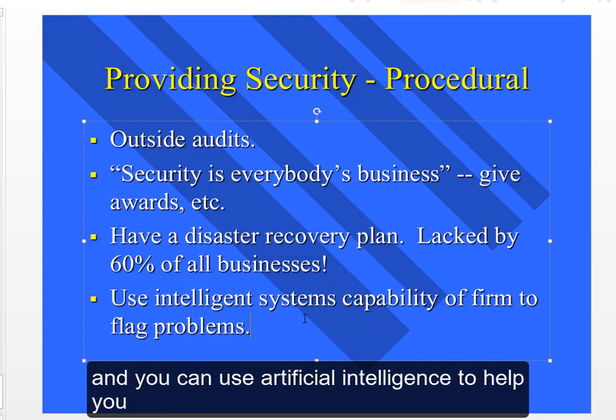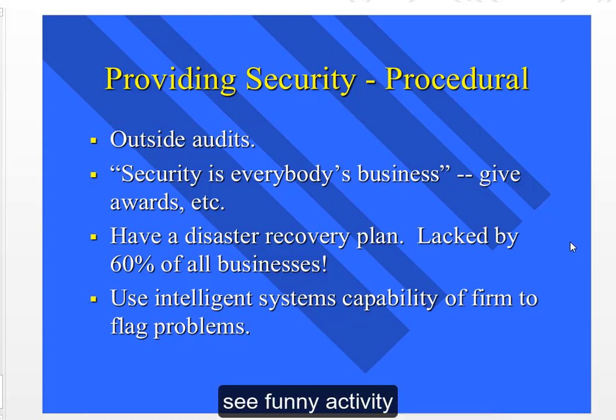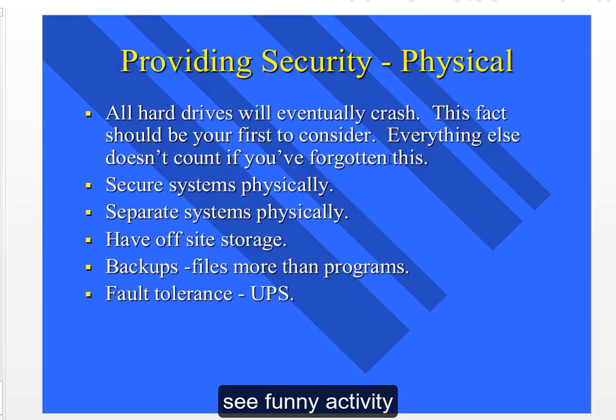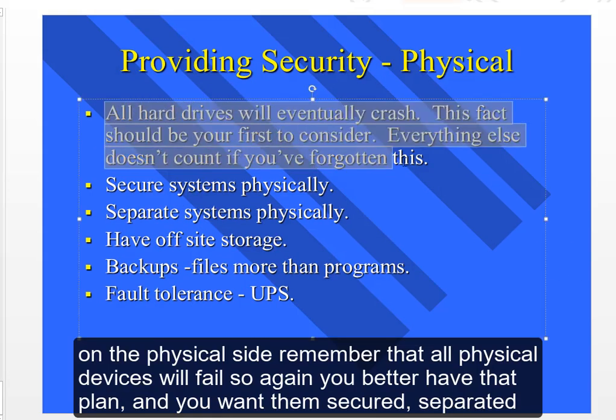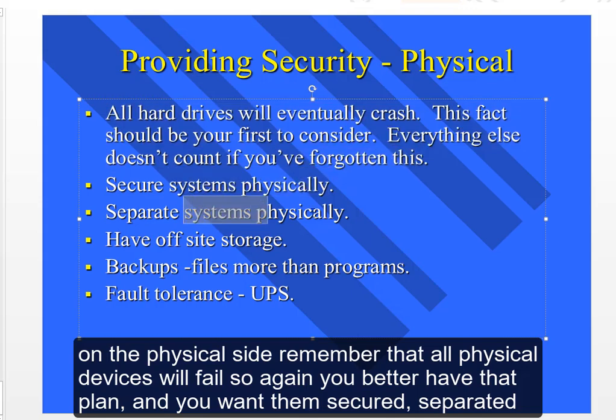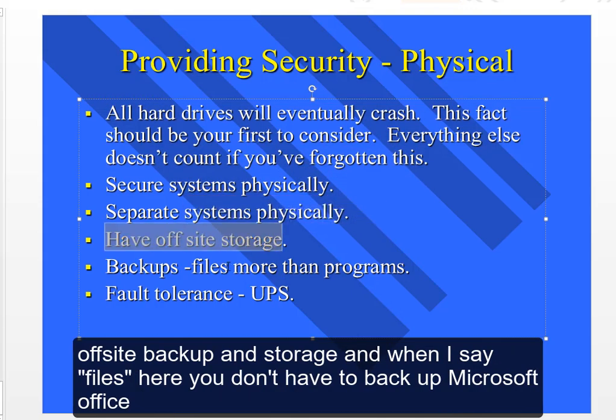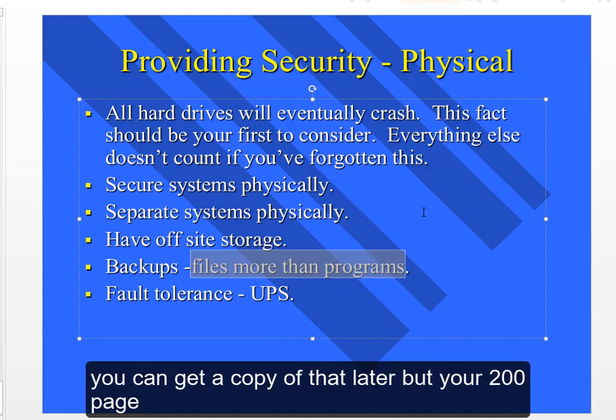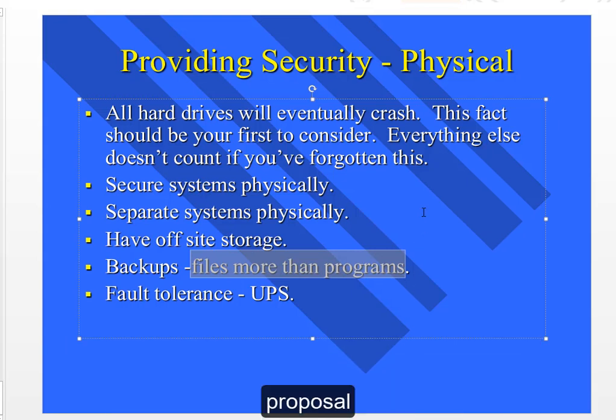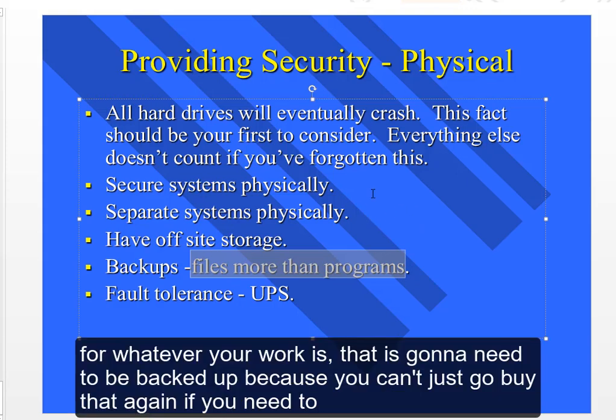And you can use artificial intelligence to help you see funny activity. On the physical side, remember that all physical devices will fail. So again, you better have that plan. You want them secured, separated, off-site backup and storage. And when I say files here, you don't have to back up Microsoft Office. You can get a copy of that later, but your 200-page proposal for whatever your work is, that is going to need to be backed up because you can't just go buy that again if you need to.